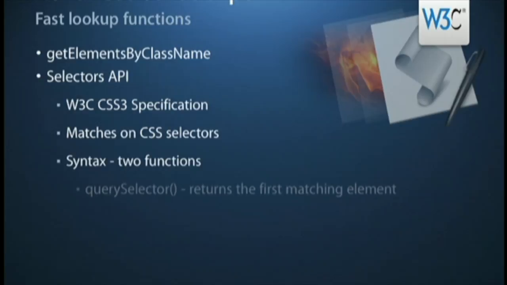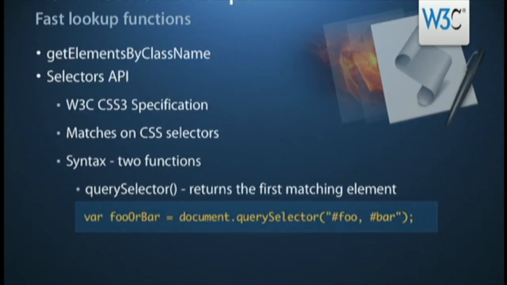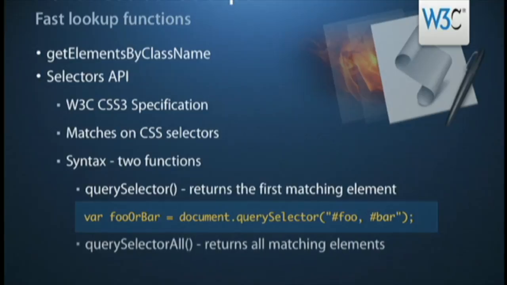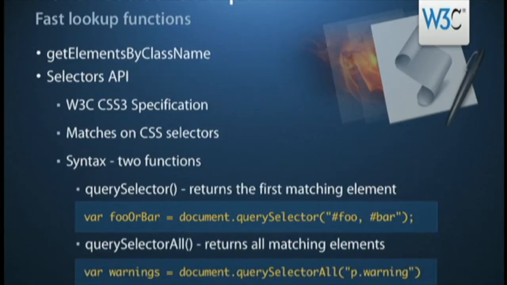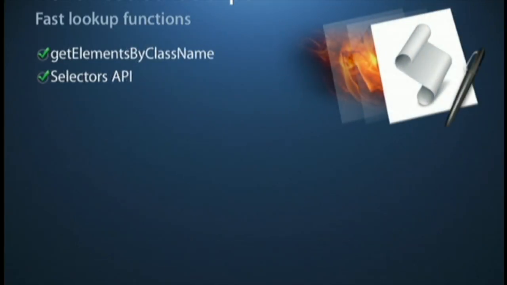The first, querySelector, returns the first matching element for the CSS selector passed as an argument. In this example, the first element with either a foo or a bar ID is returned. The second, querySelectorAll, returns all matching elements for the passed CSS selector. In this example, all paragraph elements with a class name of warning will be returned as an array. So that covers two fast lookup features we've added to Safari. Use them instead of walking the DOM tree.